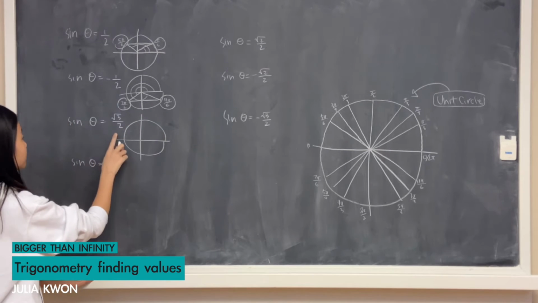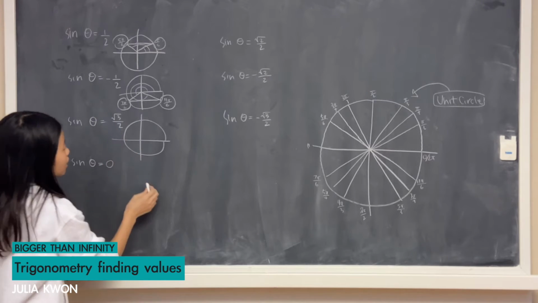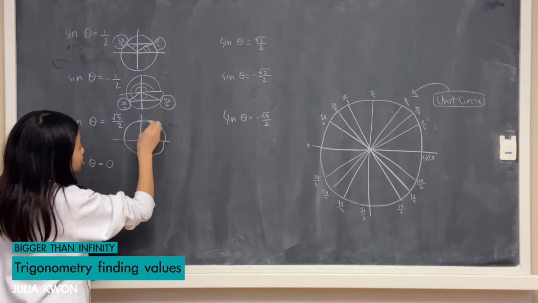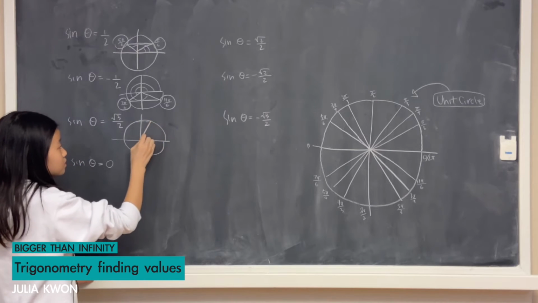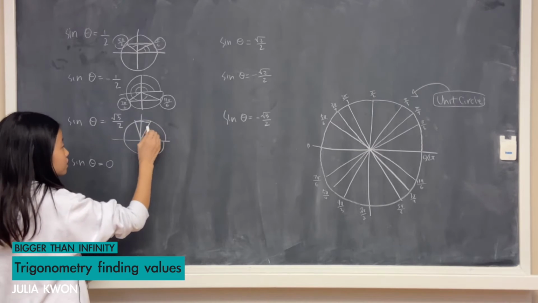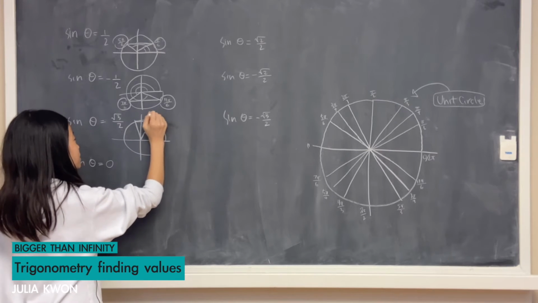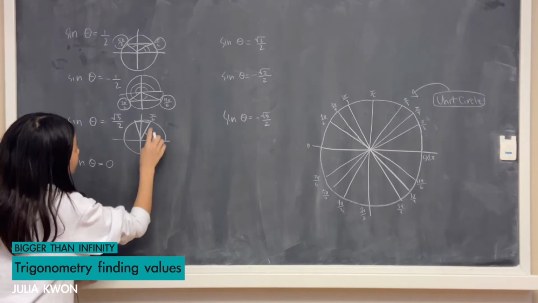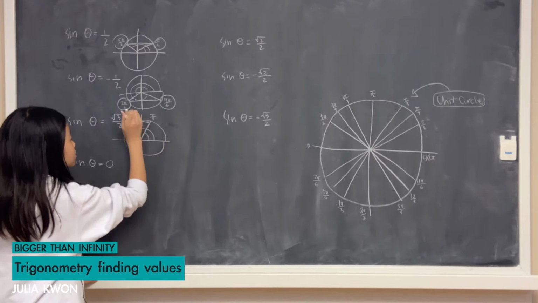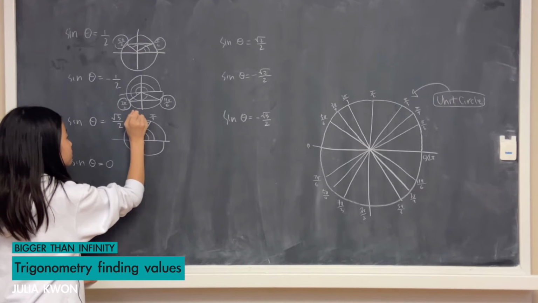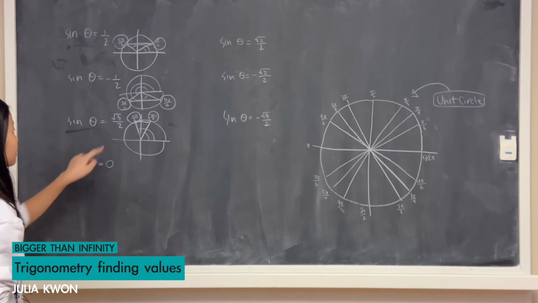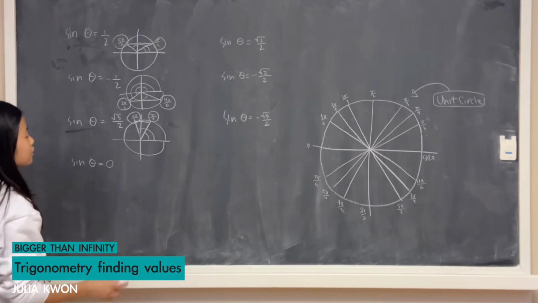For this one, square root of 3 divided by 2 is really close to 1 here. So like this, and this radian here is pi/3, and this radian here is 2pi/3. So these two radians are the theta for sine theta equals square root of 3 divided by 2.